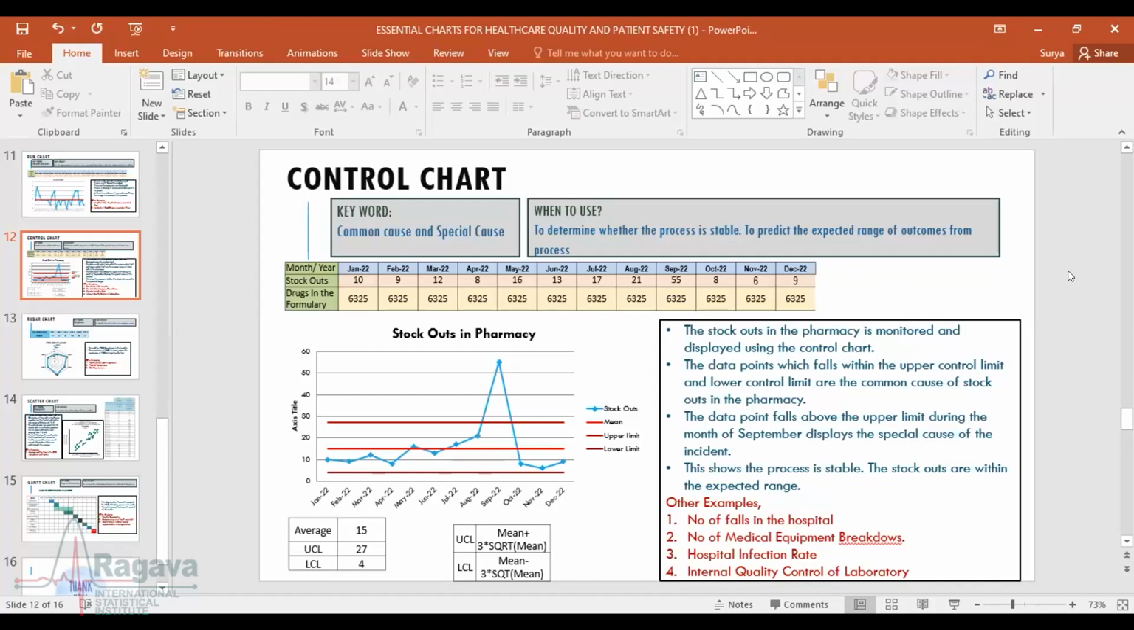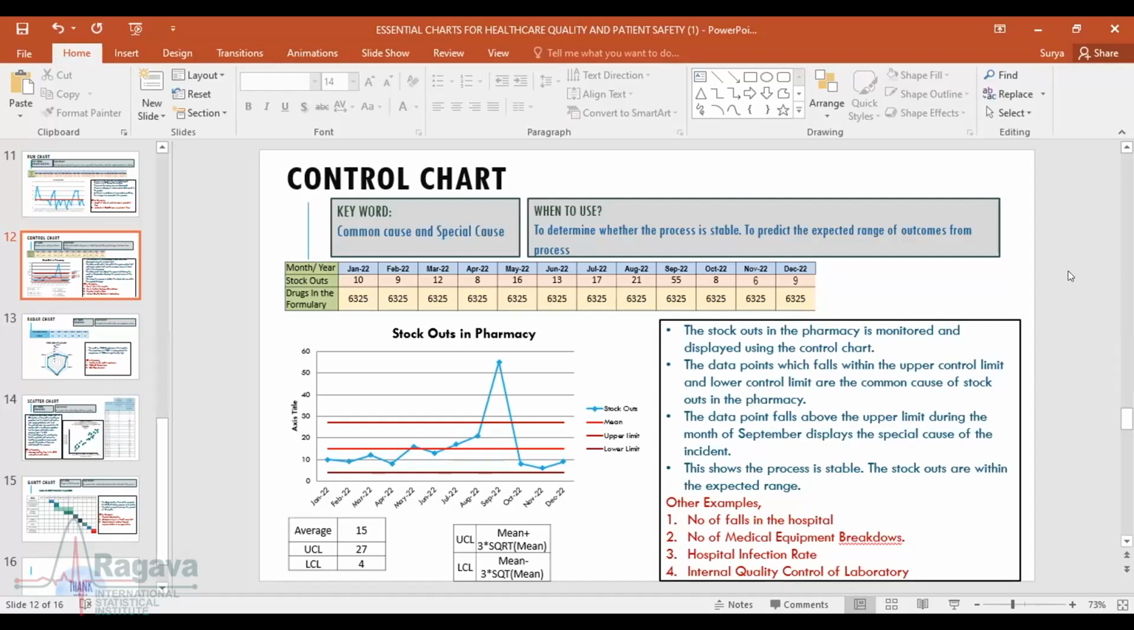Control chart, when I do have the upper control limit and the lower control limit. It is not that for every data I will be having the upper control limit and the lower control limit. For example, I have data about patient falls over a period of 12 months. Yes, fall rate from January to December. I want to visualize this data by a graph. Which graph can we use? I will be using the control chart.